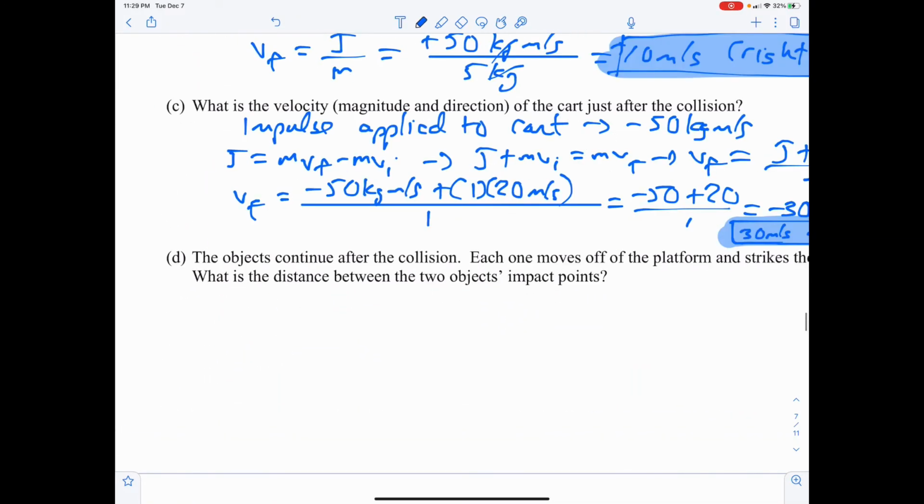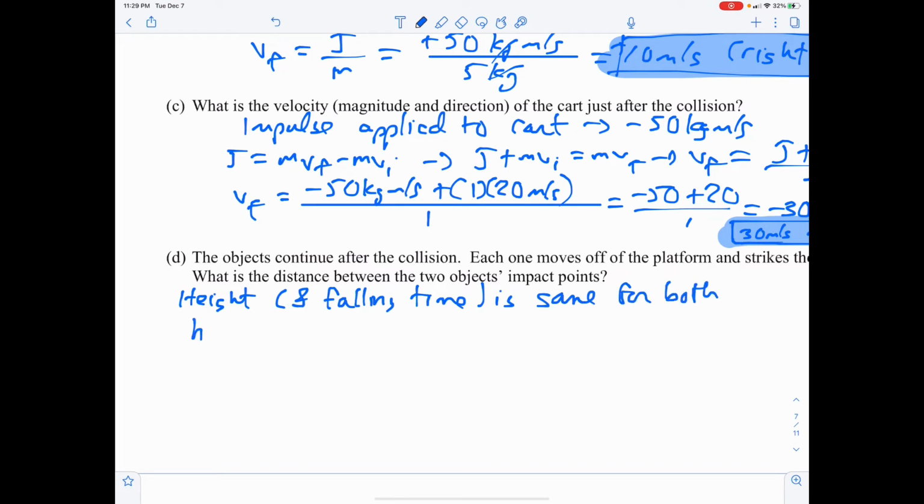Don't forget that the height and thus the falling time are going to be the same for both, because it's dropped from the same height. Recall that the height is equal to 1/2 g t squared for a horizontally launched projectile. To solve for time, you need to multiply by 2, divide by g, and square root.